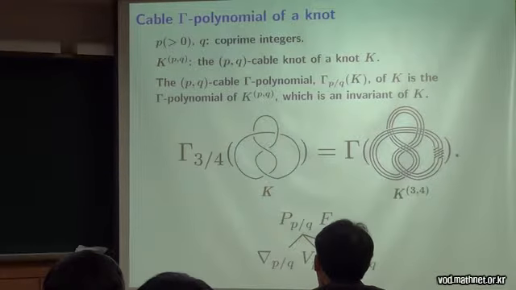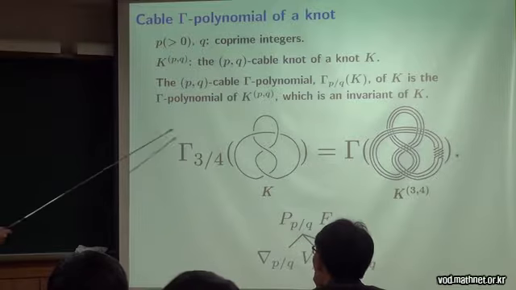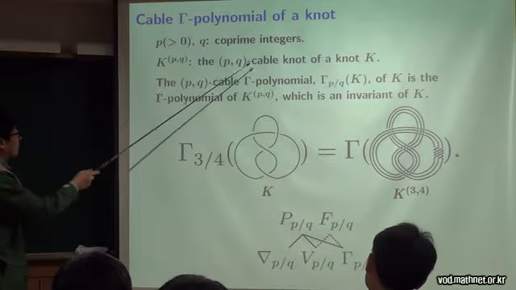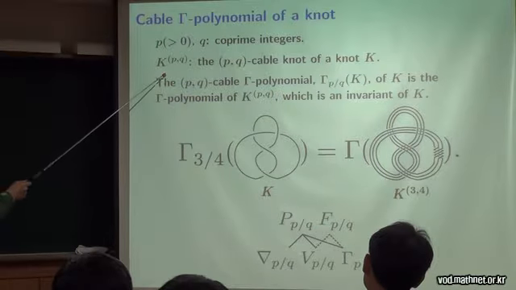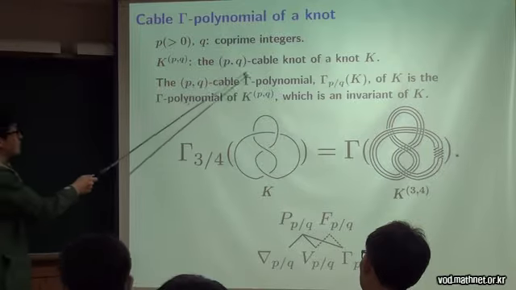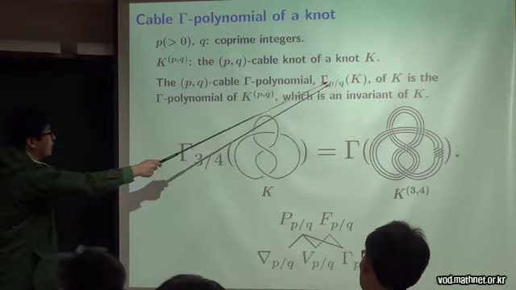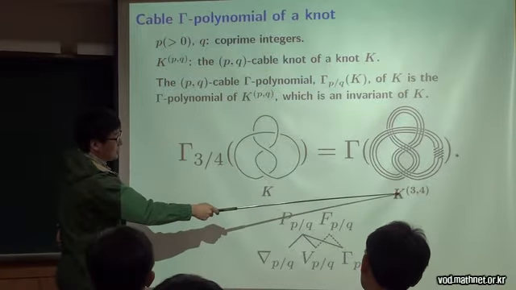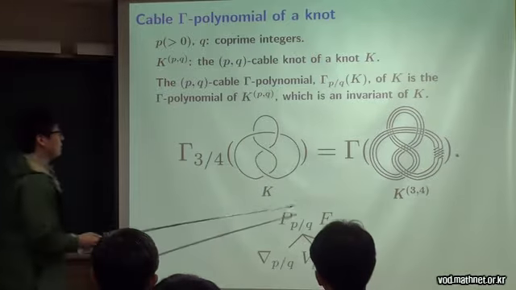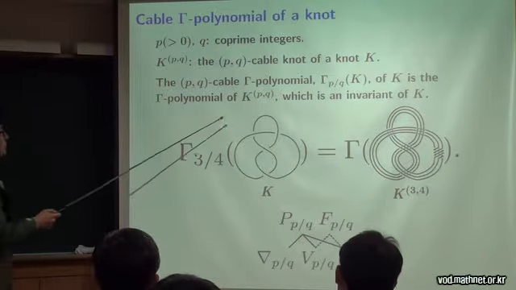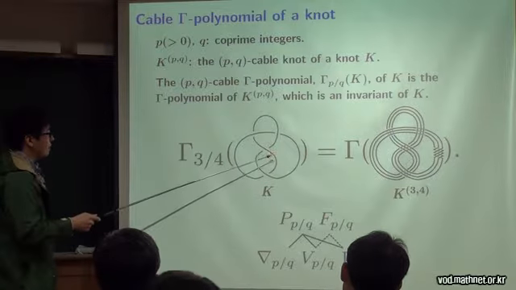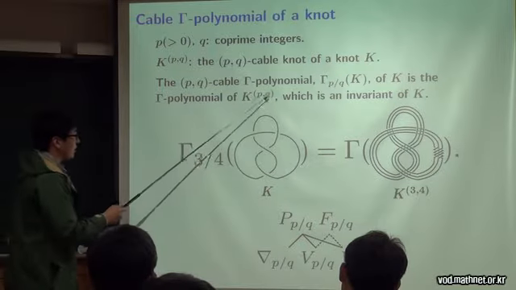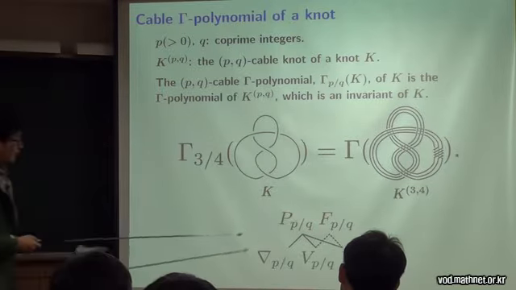Next, we define the PQ cable gamma polynomial over a knot. Let P be a positive integer and Q be coprime to P. Let K_PQ be the PQ cable knot over the knot K. For example, this is the 3-4 cable knot of the figure 8 knot. Then we define the PQ cable gamma polynomial as the gamma polynomial of K_PQ. Of course, this is an invariant of K.